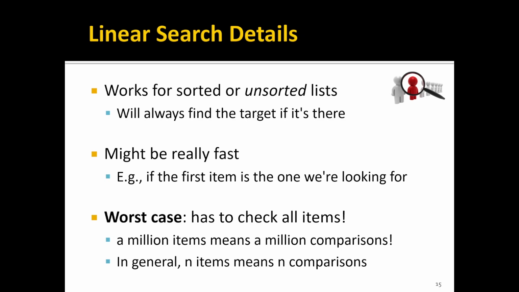But in general, since we don't know if it's going to be the best or the worst case, we say that the linear search will do at most n comparisons to search a list of length n. Notice it's never worse than having to search every single item. If we have 1,000,000 items, we're not going to have to do 2,000,000 comparisons. We're not going to have to check every single item twice. We just check every single item once. So the worst case runtime of this is all of the items.